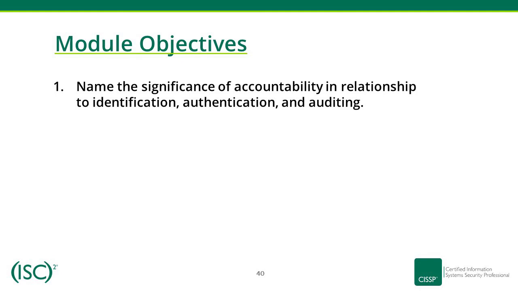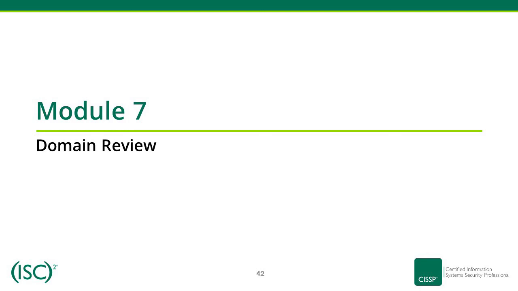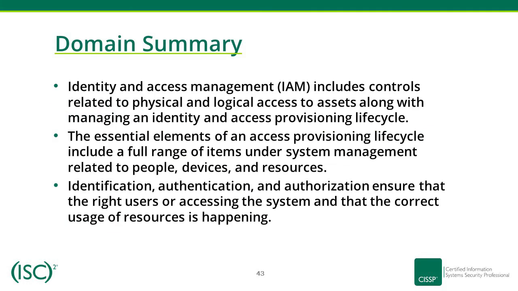Accountability: ensuring that account management has assurance that only authorized users are accessing the system and that authorized users are using the system properly. Module 7. Domain Review. Domain Summary. Identity and Access Management, IAM, includes controls related to physical and logical access to assets along with managing an identity and access provisioning lifecycle.